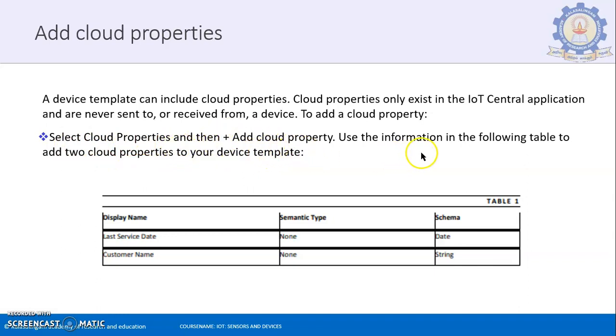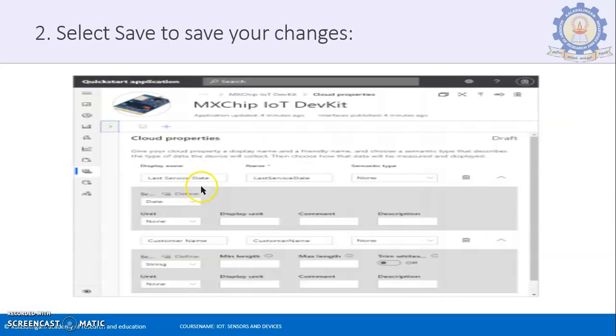Use the information in the following table to add two cloud properties to your device template: last service date and customer name. You can add these two rows. The last service date will have a semantic type of date, and the customer name will have a string type because it is going to be the name of a person. A semantic type is not required here, so you just give it as none. Next, select save to save your changes.